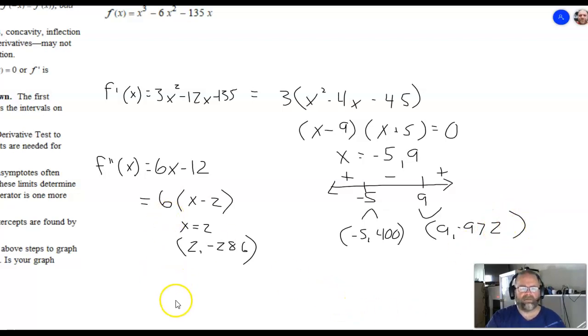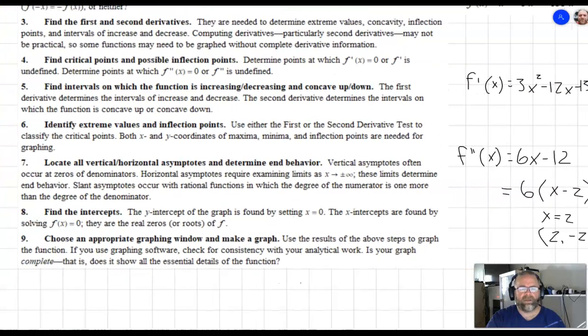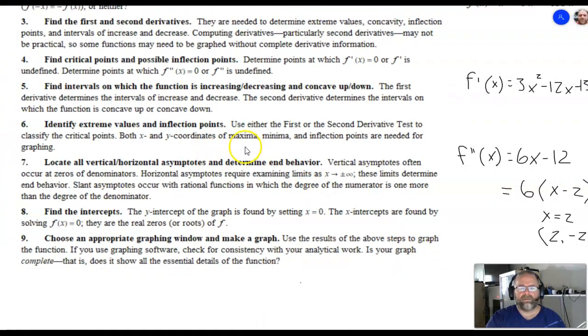So, yeah, I think that's it for that one. Let me just double check here. Oh, so the critical points, both the x and y coordinates of the maxima and minima, and inflection points are needed. All right, so locate all the vertical and horizontal asymptotes and determine the end behavior.